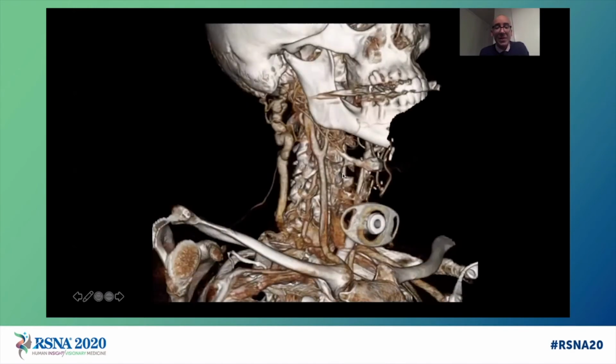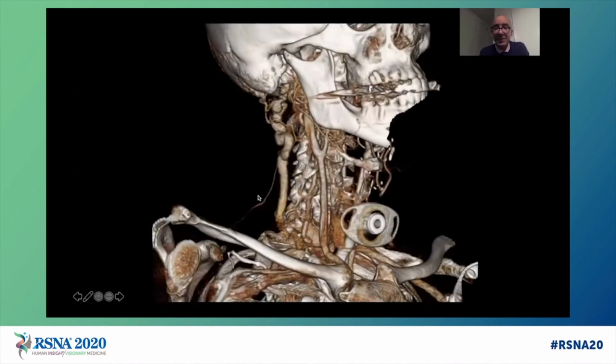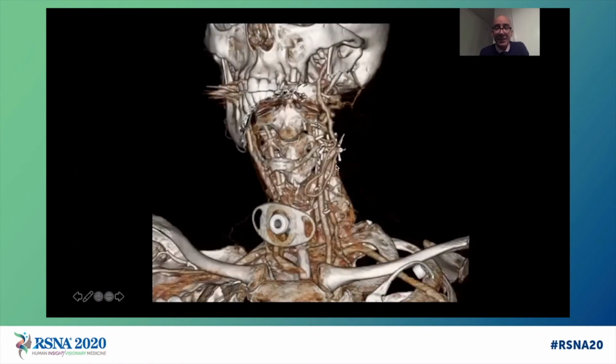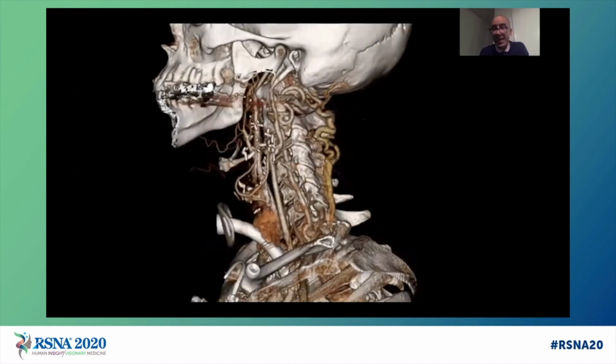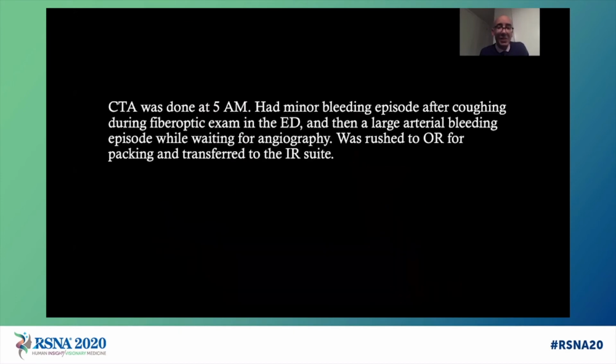So MIP images show that lateral outpouching. Volume rendered images show the same thing. And so this patient, she had the CTA done at 5 a.m. And then, honestly, when I spoke to the ED attending, he wasn't that impressed with the initial hemorrhage that had brought her to the ED, but then she had a subsequent minor bleeding episode in the ED.